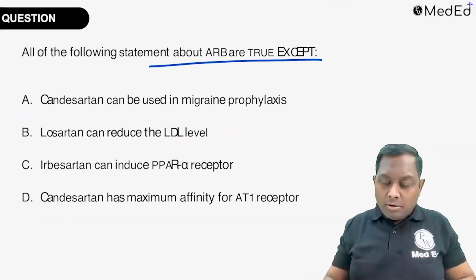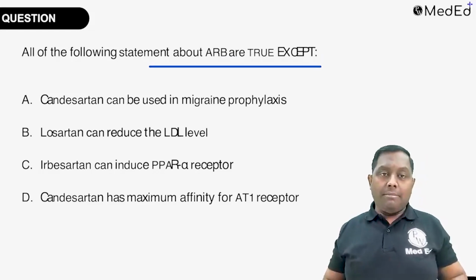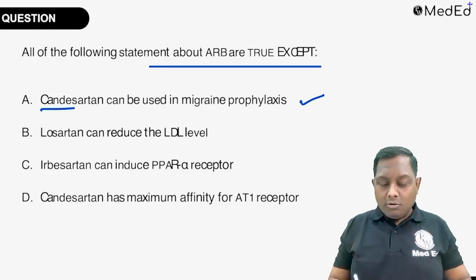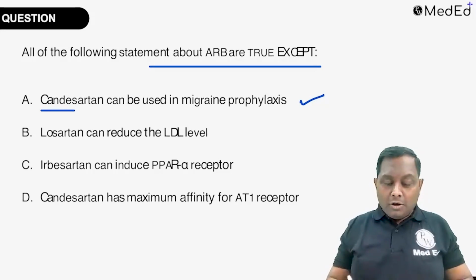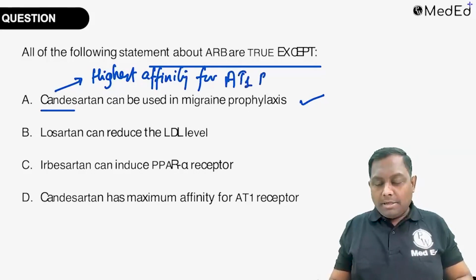All of the following are true about ARB except candesartan can be used in the migraine prophylaxis. यस, कैंडी खाने से सर दर्द दूर हो जाता है, एक बात याद रख लीजिएगा. और दूसरा, candesartan has the highest affinity for AT1 receptor. They have the highest affinity for angiotensin 1 receptor, AT1 receptor.